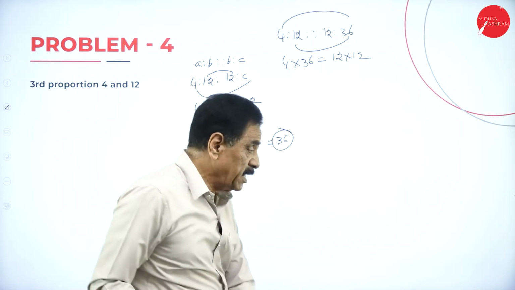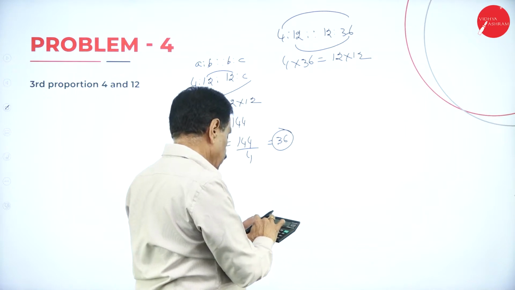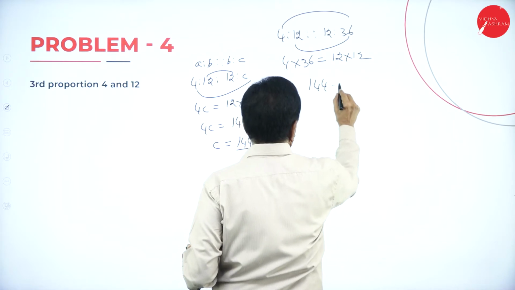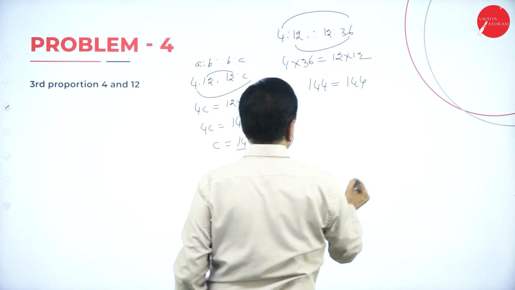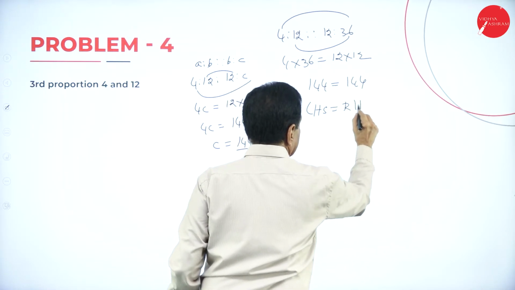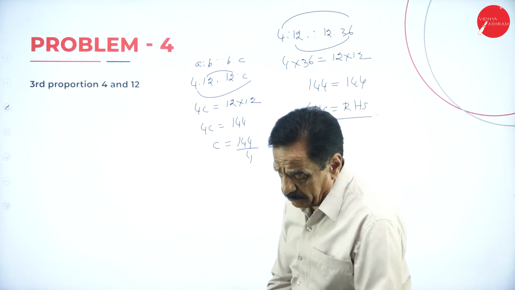So 36 into 4 is 144. This is 144, so LHS is equal to RHS. So we go to the third proportion.